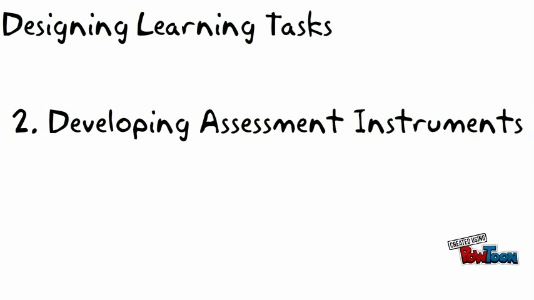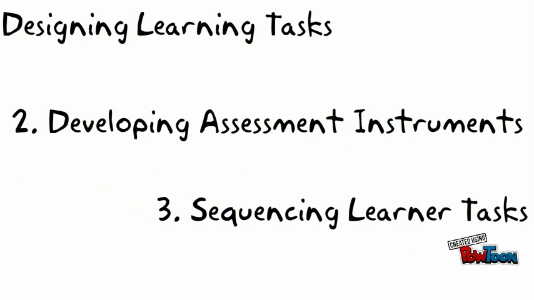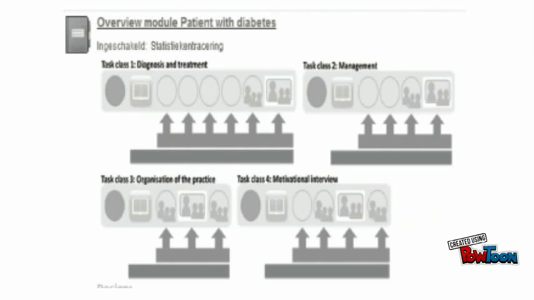sequencing learning tasks. For example, as referenced in the article, medical students learning about patients with diabetes might have four learning task classes: diagnosis and treatment, management, organization of the practice, and motivational interviewing. These four task classes have already been ordered in a way that increases complexity, such that a subsequent task relies on competency achievement in prior task classes.